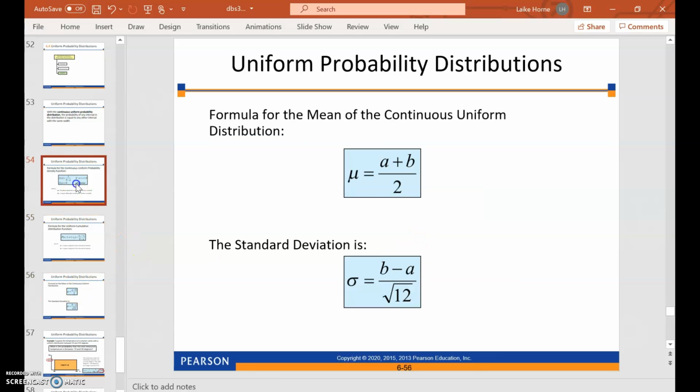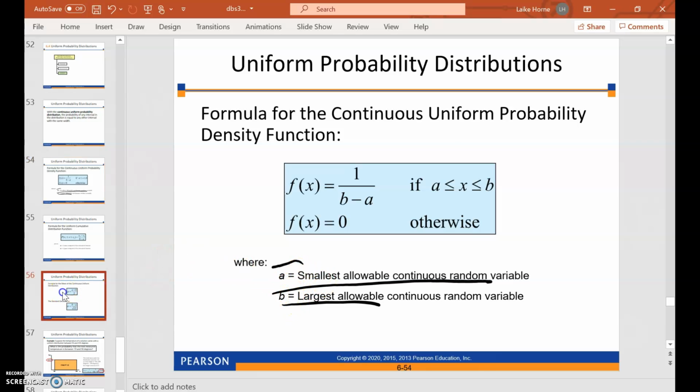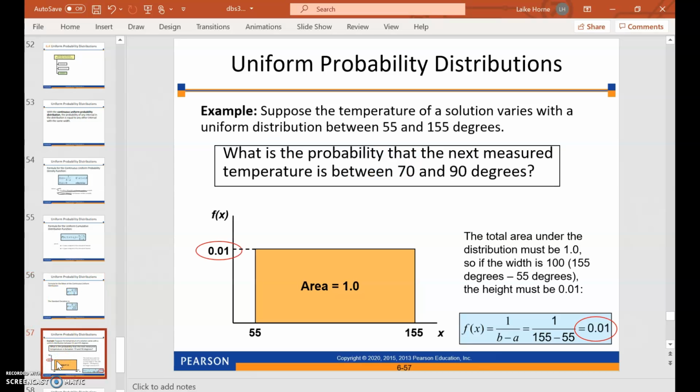And I do need to say something about A and B. A is the smallest allowable continuous random variable, and B is the largest allowable. So this will be given to you in the problem. And so the best thing to do is really just look at one. So here's what a uniform looks like.